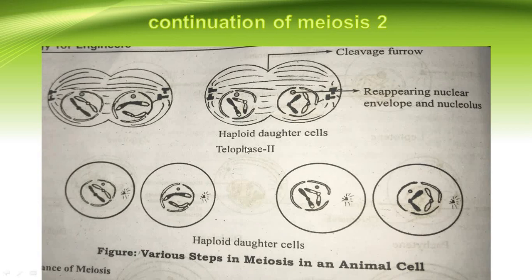This is the telophase 2, telo being the end of meiosis 2, where the daughter cells are formed. The nuclear envelope and the nucleolus will reappear, and you can see here four daughter cells. Four daughter cells are finally formed at the end of meiosis.